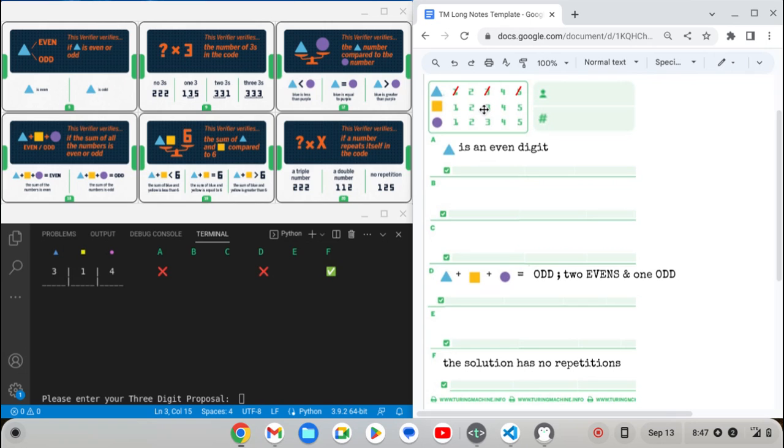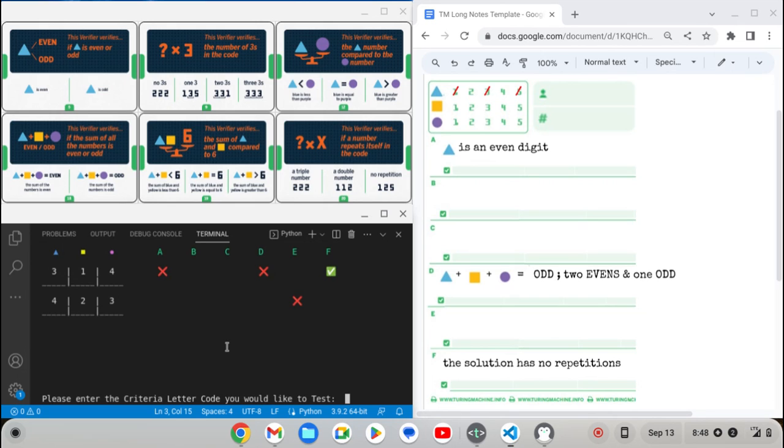Let's go ahead and do 4, 2, 3. So we are going to go with a sum of 6, meaning we do have 2 evens, and there is a 3, and then circle is smaller than triangle. So let's go with 4, 2, 3. Okay, so the whole purpose of this proposal is really to test criteria card E. So let's go ahead and do that.